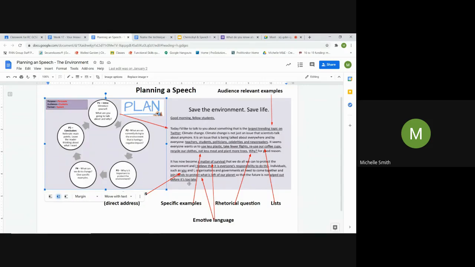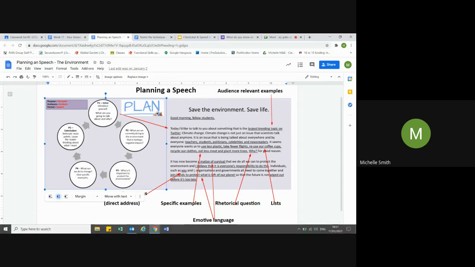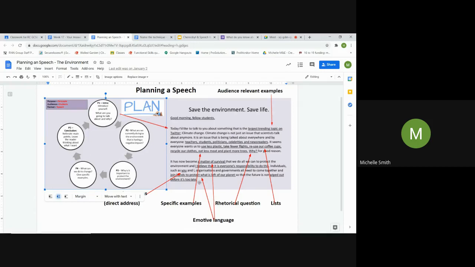So hopefully you're imagining visuals of us all coming together and uniting. I've also used some direct address. You and I. Remember, direct address is when you directly address the reader, making it feel like they're talking to you specifically.